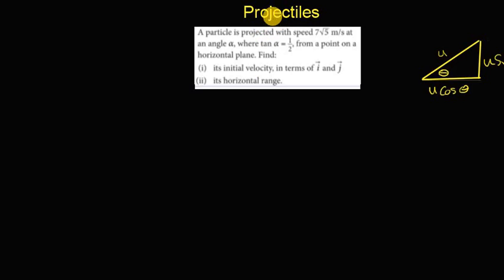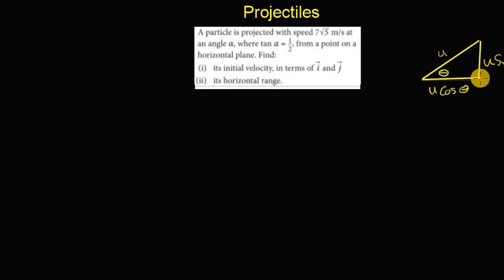This video is to do with solving problems regarding projectiles. So a particle is projected with a speed of 7√5 meters per second at an angle alpha, where tan of alpha is equal to a half, from a point on a horizontal plane, and then we have to find a couple of things.